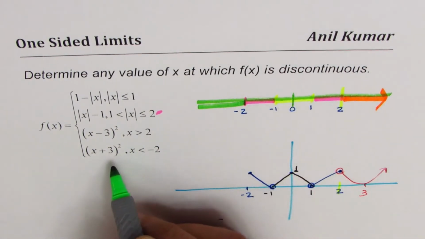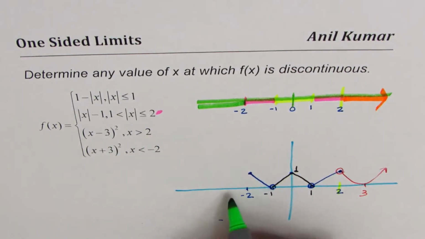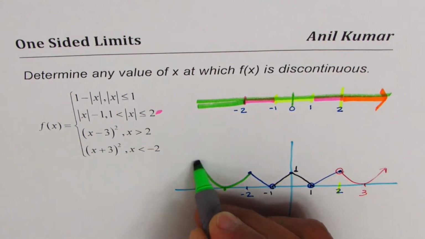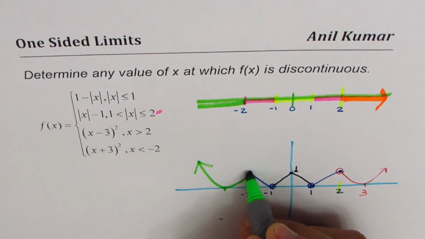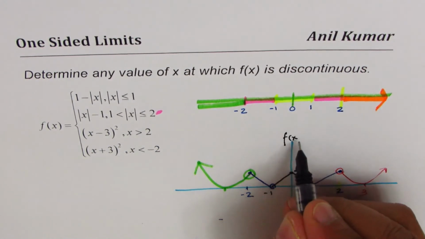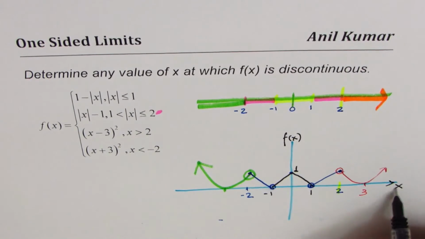On the other side, let's take this color now, green. Less than minus 2 is a parabola which has been moved 3 units to the left. So if you sketch it, it will be like this. This one is a hole, but it's already filled in. So that's how you can sketch this function. We'll call this f of x. This is x for us.